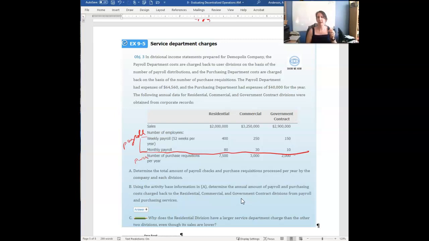You add all those together to get your total purchase requisitions, and then you can do the math on how many used more: 7,500 over the total, 3,000 over the total, and so on, times the cost of $40,000 for the year. The payroll ones are a little trickier. You've got weekly employees and monthly employees. I never actually heard of a monthly employee. People usually at least get paid twice a month, but we'll go with their example.